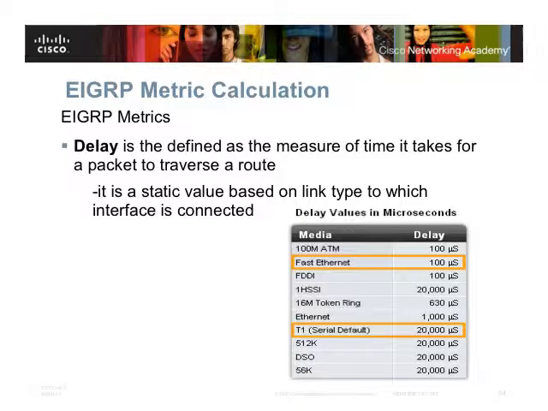So these are the types of links in terms of delay. The fast Ethernet is the one that we talked about, which uses 100 microseconds as the default delay. And for a T1 connection, the delay is 20,000 microseconds. So these numbers have to be given for each link. It's very important to know how you calculate the metric: bandwidth using bottleneck, delay using accumulative. Okay, so we'll stop here.